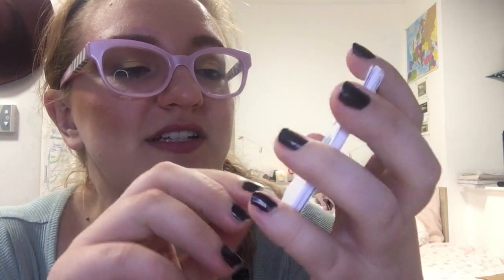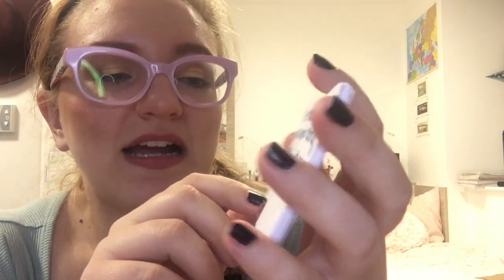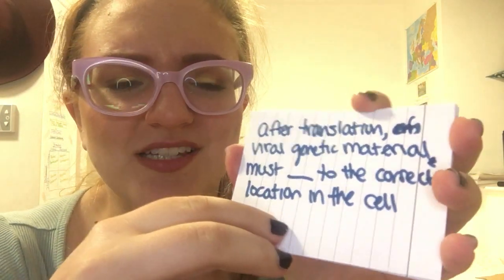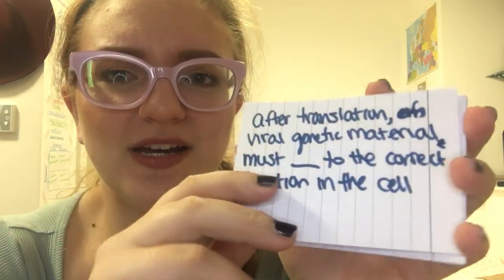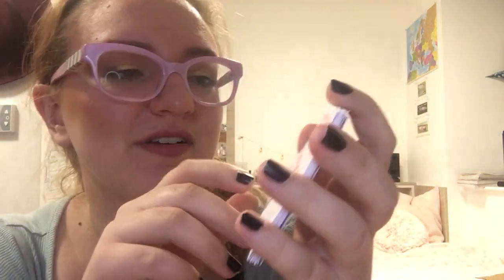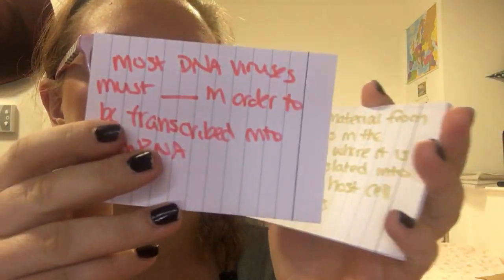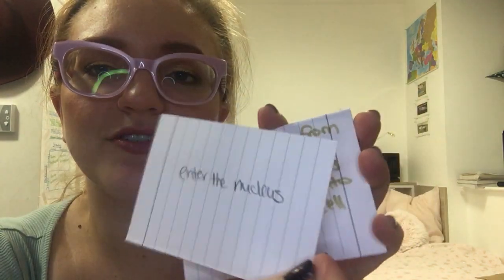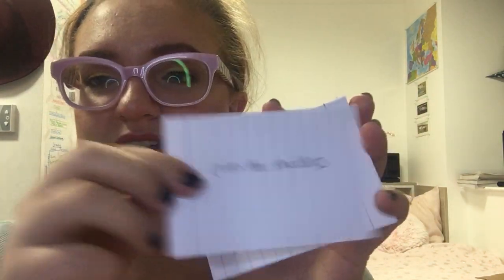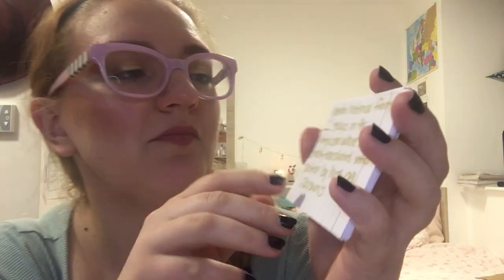After translation, viral genetic material must blank to the correct location in the cell. So it's going to a different location, so it must translocate. Most DNA viruses must blank in order to be transcribed into mRNA. They need to enter the nucleus. That's where they got to go within the cell most of the time.